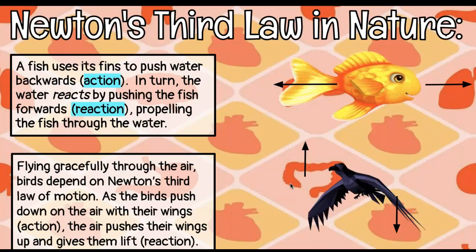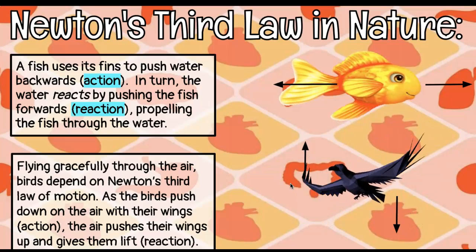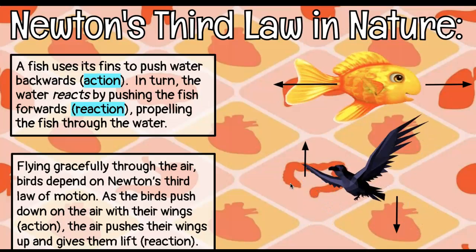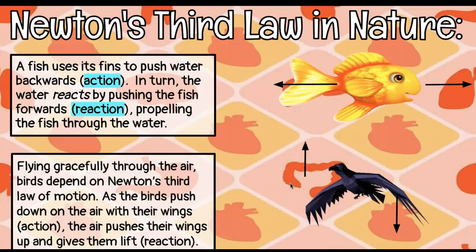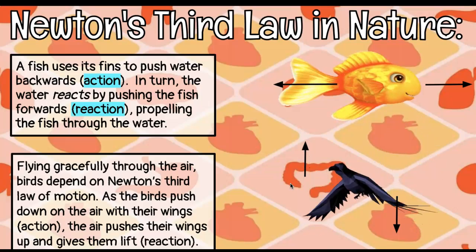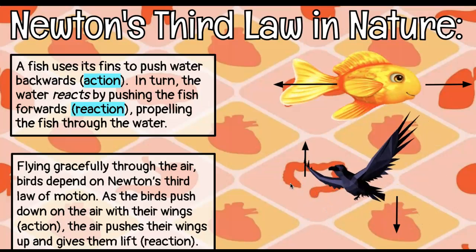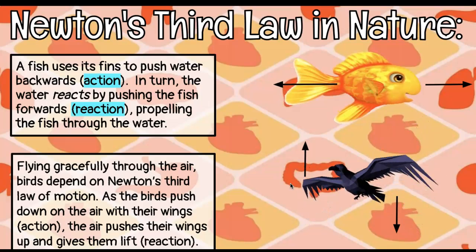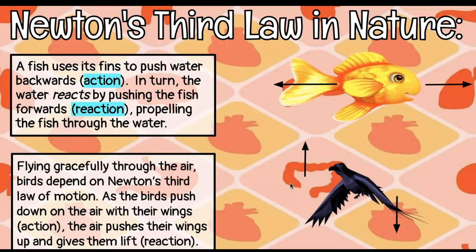Here's another example of Newton's third law, but in nature. A fish is a good example because it uses its fins and pushes the water backwards, and then in turn, it propels the fish forward, right? So the action was the fins pushing water back, and the reaction was moving the opposite direction. Same thing for the bird. As the bird pushes down with its wings, that's the action. The reaction is to lift it up higher in the air.